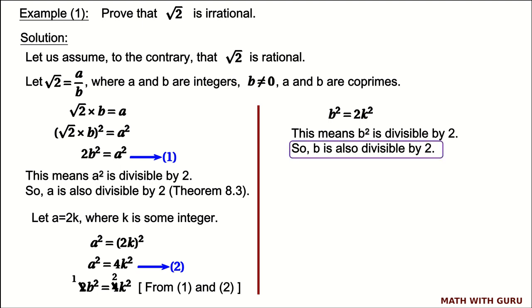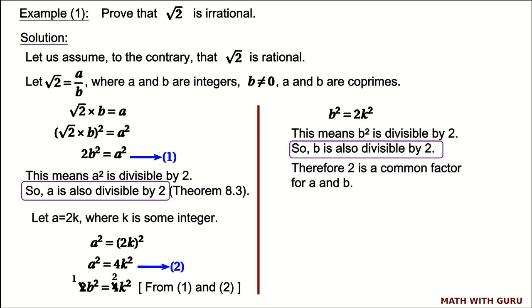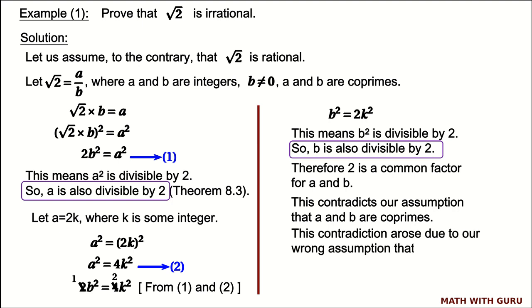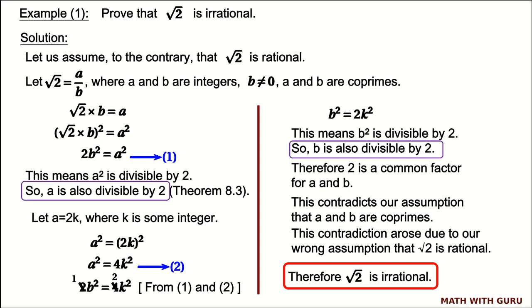Look at these two statements. A is divisible by 2, b is also divisible by 2. Therefore, 2 is a common factor for a and b. This contradicts our assumption that a and b are co-primes. This contradiction arose due to our wrong assumption that root 2 is rational. Therefore, root 2 is irrational.